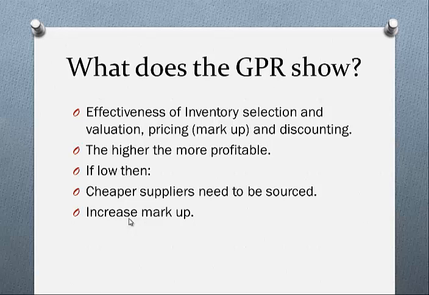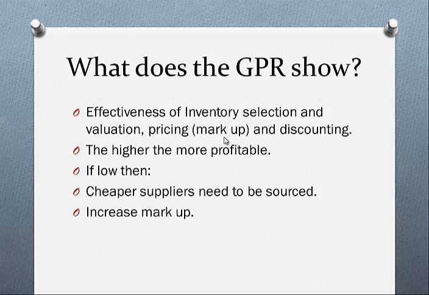What does the gross profit ratio show? Well, it shows the effectiveness of inventory selection, the valuation, the pricing in terms of the markup, and also discounting. So what that means is that if I have good inventory selected, then people will want to buy it. If it's not so good, not fashionable if you like, then it'll hang around. I will then have to discount my sale price, and therefore that results in a lower markup. So the markup is the percentage amount that I put on top of the cost price of the goods that I put in the store.